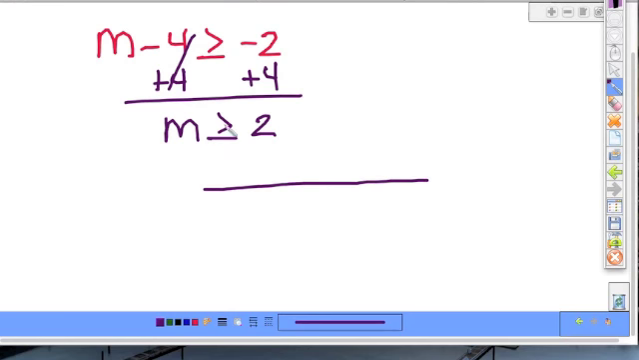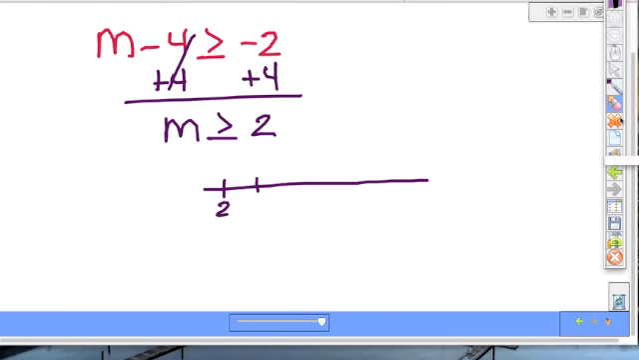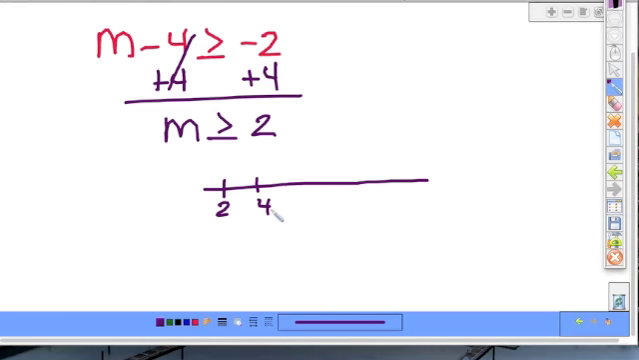Now this reads that m is greater than or equal to 2. So I'm going to put down 2 way over here. So 2, 4, 6, 8, 10, 12. I'm good. I don't need to go any further. Now this is a closed circle because it has the equal to opportunity. So I'm going to close the circle. And it's anything larger than 2, which means it's going to go in this direction. Anything larger than the 2. And that's how you would graph that.